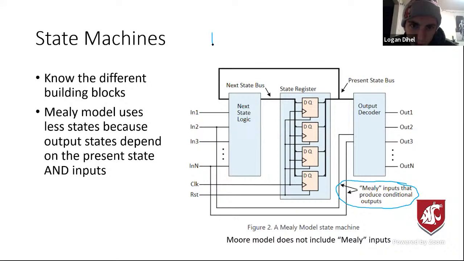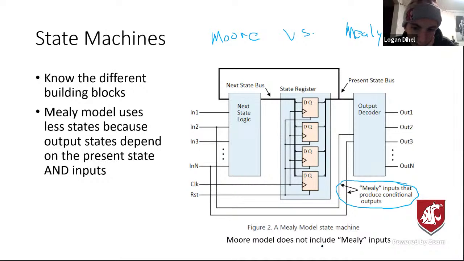And so we have what are called Moore versus Mealy state machines. All Mealy means is that these inputs are fed into the outputs. So basically the outputs are a function of the present state and the inputs. That's why it says Mealy inputs produce conditional outputs.